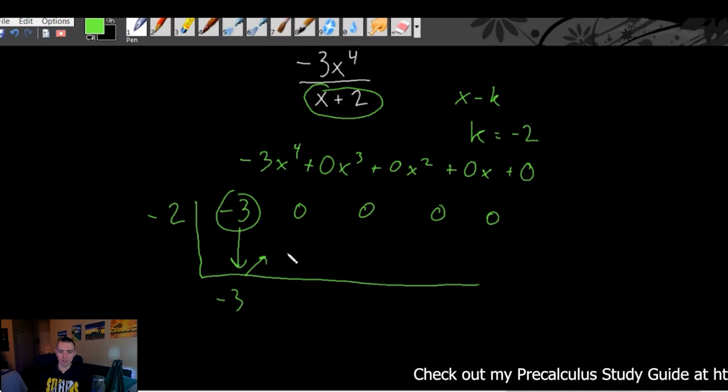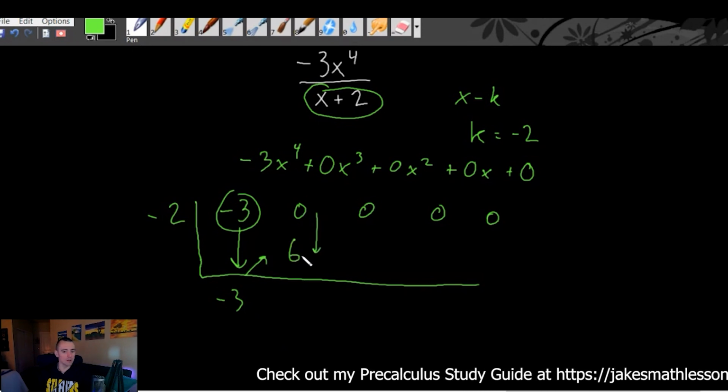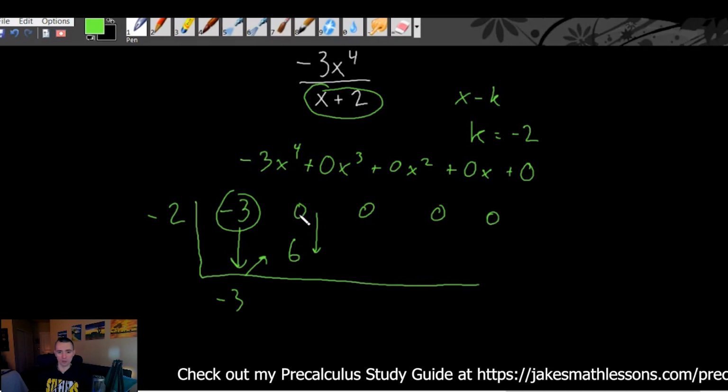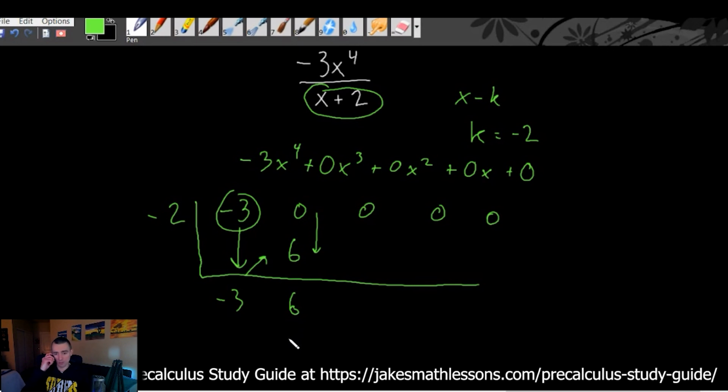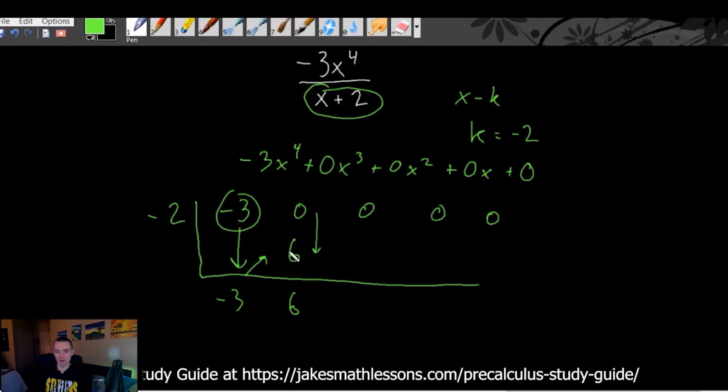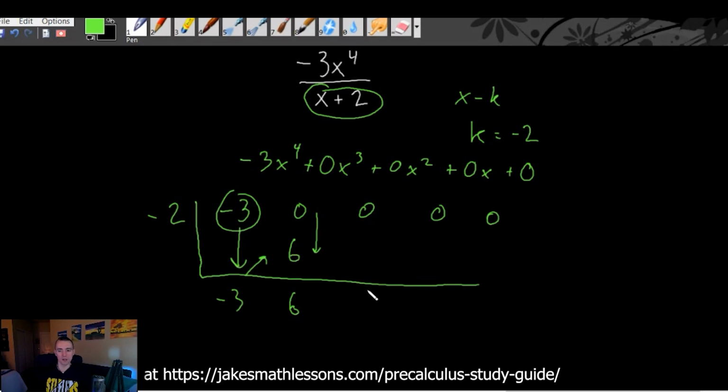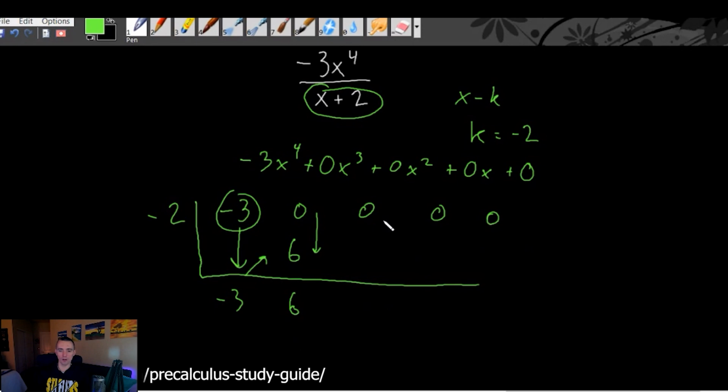Gives us positive 6. And then we're going to go down. Going down is always addition. So 0 plus 6 is 6. So this is, again, you're just going through the same steps. You're basically just zigzagging down, diagonal, down, diagonal, down, diagonal, down, diagonal, until you get to the very end and have the same number of terms down here that you had up here. That's really all you're doing. Whenever you go down, you're adding. Whenever you go diagonal, you're multiplying.